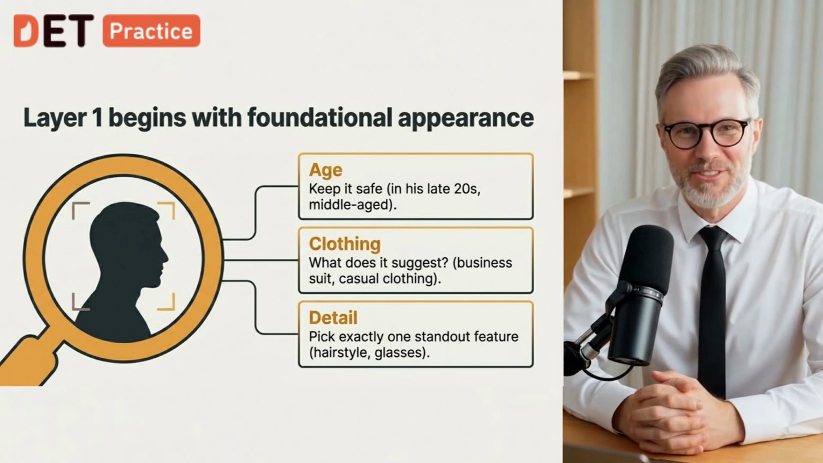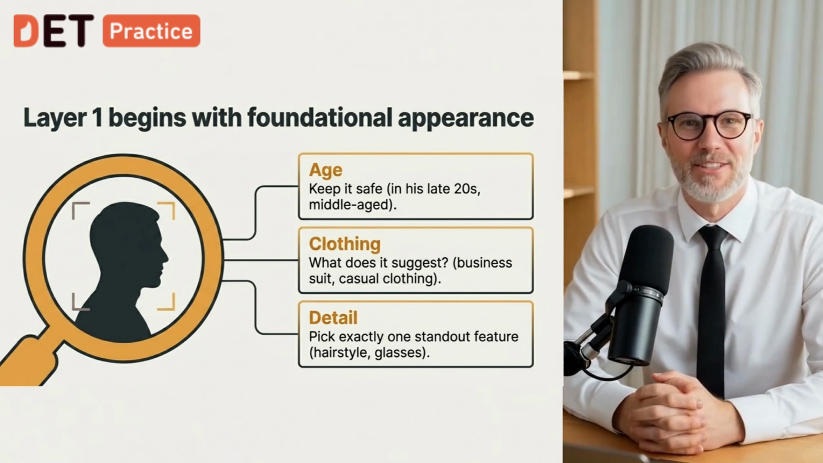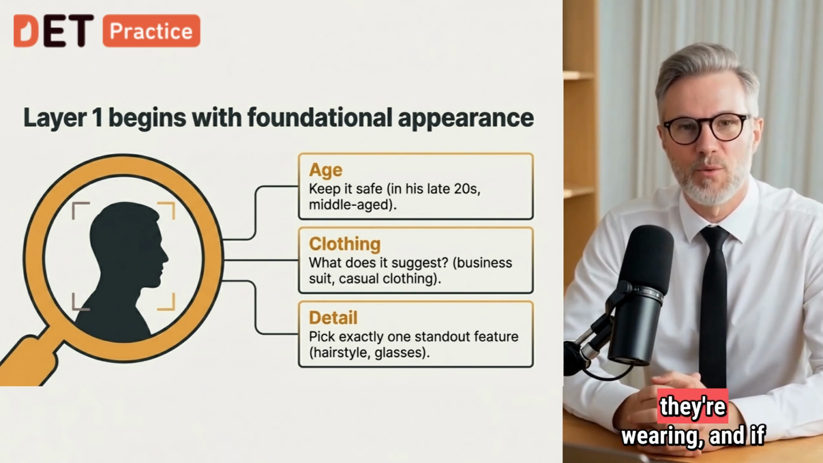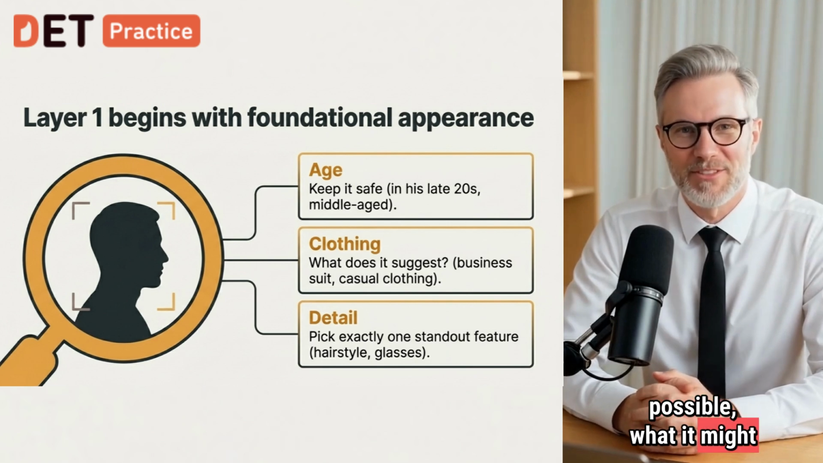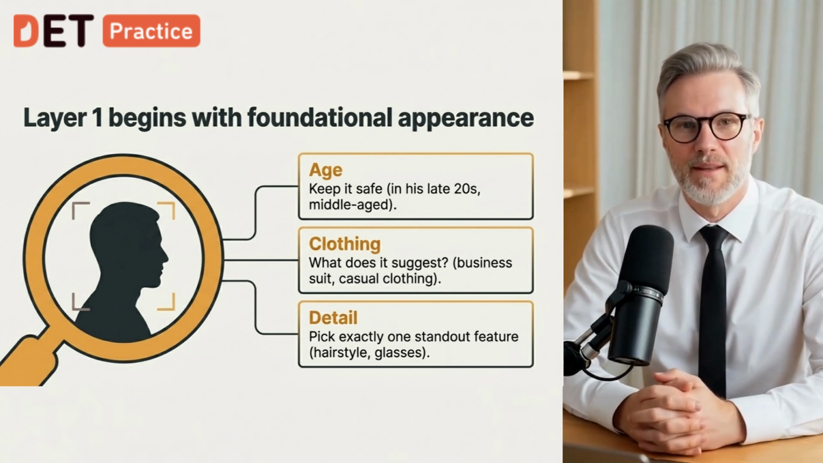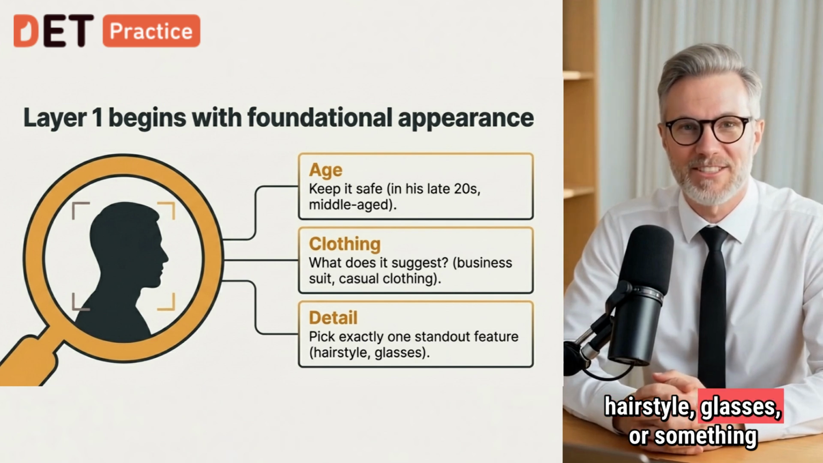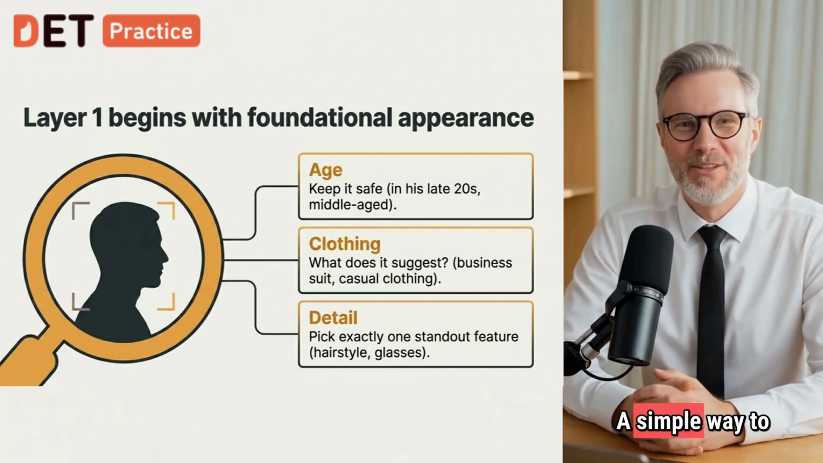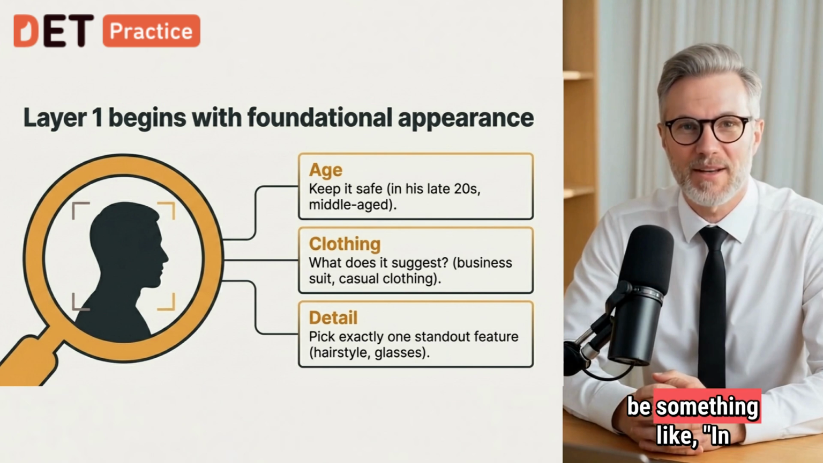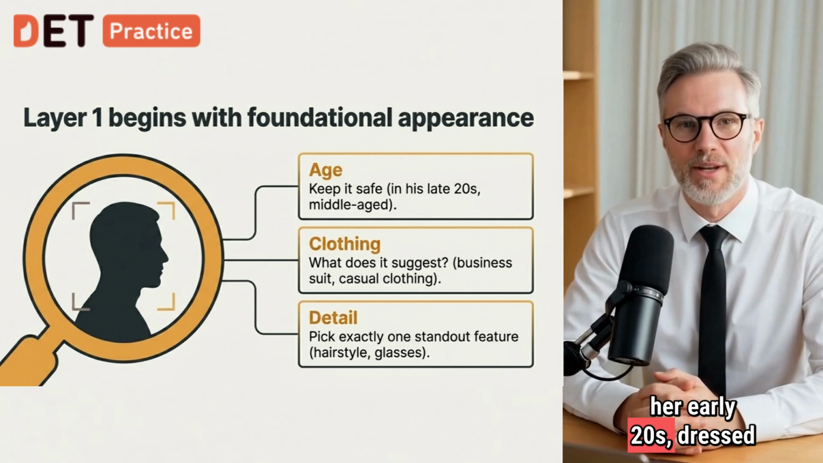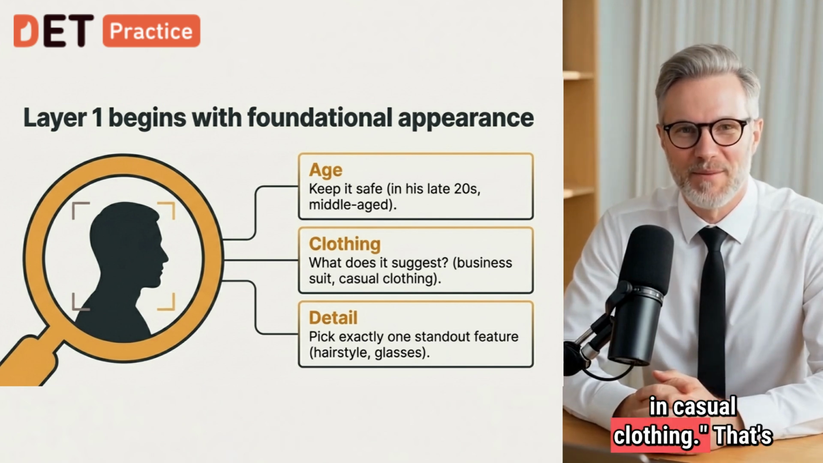For age, keep it simple and safe, like a man in his late 20s or a middle-aged woman. For clothing, describe what they are wearing and, if possible, what it might suggest about the situation, like a business suit or casual clothing. And then add just 1 small detail, maybe hairstyle, glasses, or something similar. A simple way to begin your sentence could be something like, "In the photo, there is a young woman who appears to be in her early 20s, dressed in casual clothing." That's already a strong foundation.